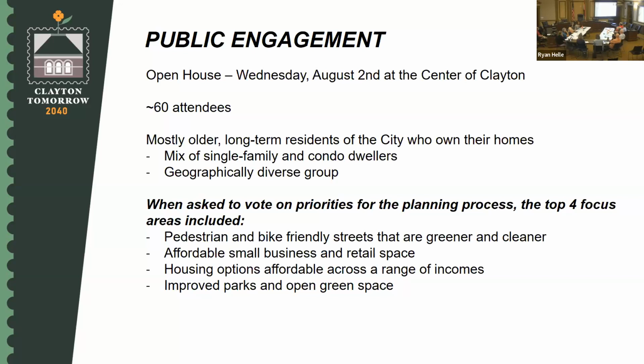One of the things we asked people was to vote on priorities. They were given 12 or 15 different priorities that people might have for their community, spanning from green space to housing to community character. You can see here that these 4 received the highest votes: pedestrian and bike friendly streets, affordable small business and retail space, housing options affordable across a range of incomes, and improved parks and green space.